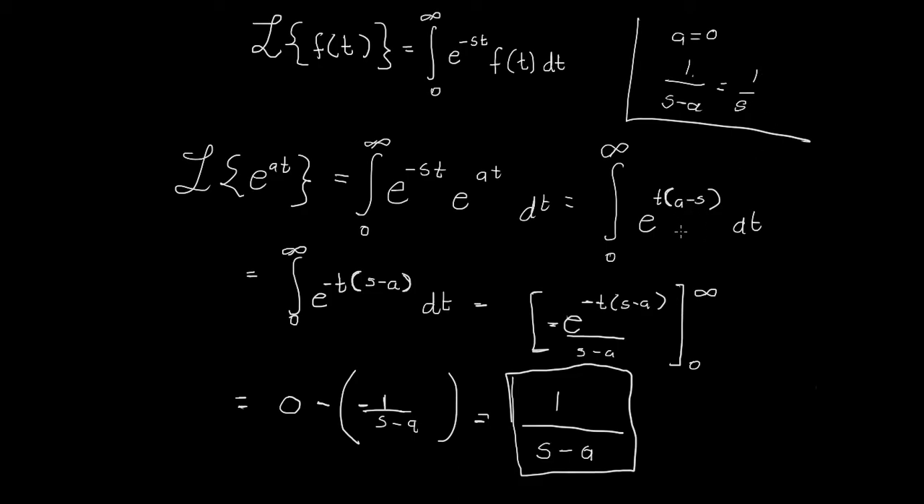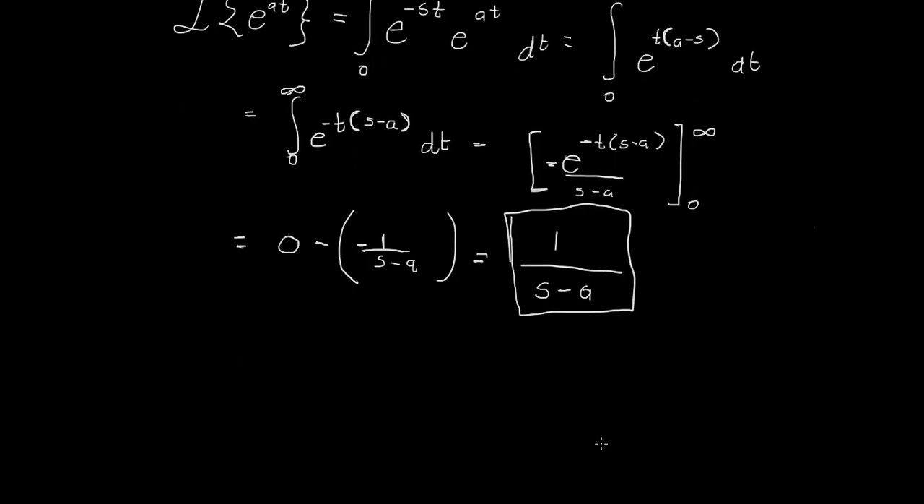But 1 over s looks familiar, because 1 over s is the Laplace transform of 1, which makes sense because e to the 0 is 1. It's just a quick confirmation that what we've been doing over the last two videos does make sense. But even more broadly speaking, it tells you that what the exponential function does in terms of Laplace transforms is it shifts the Laplace transform in the s domain.